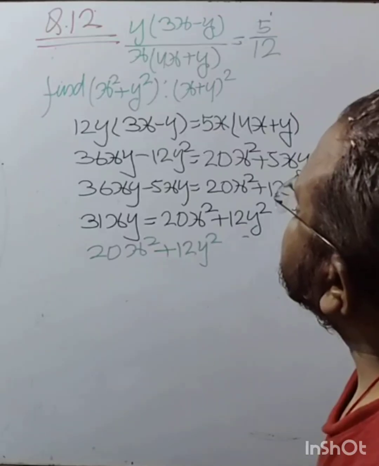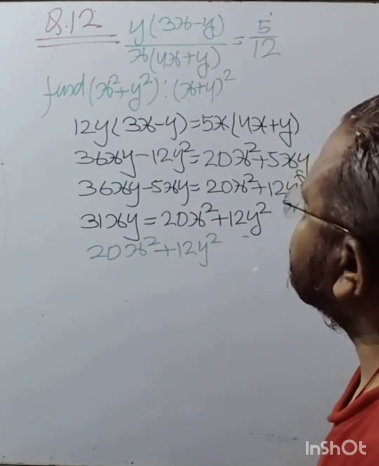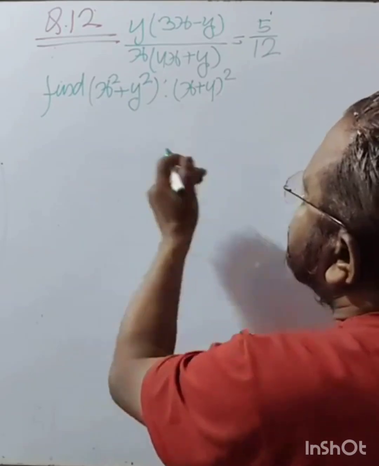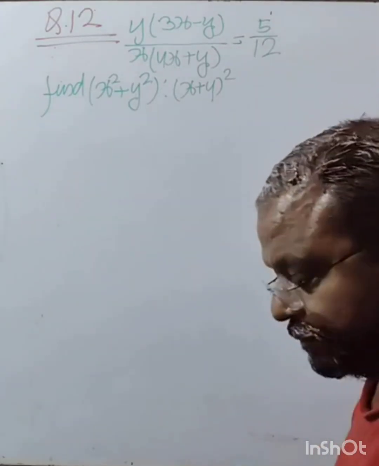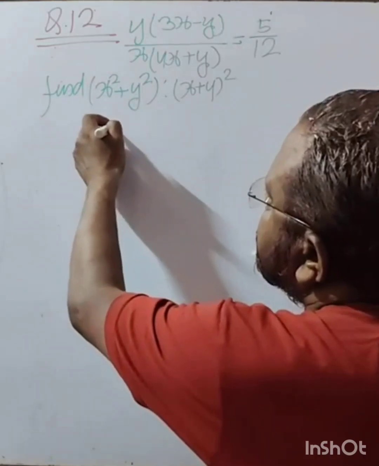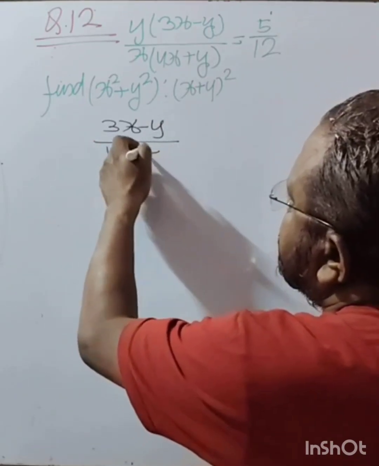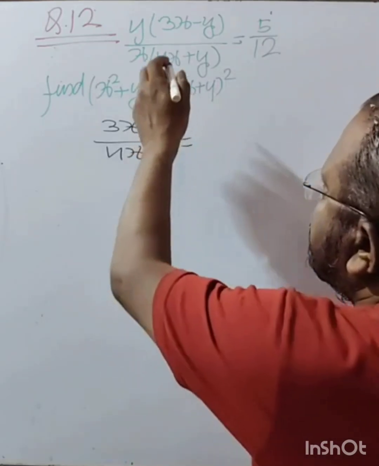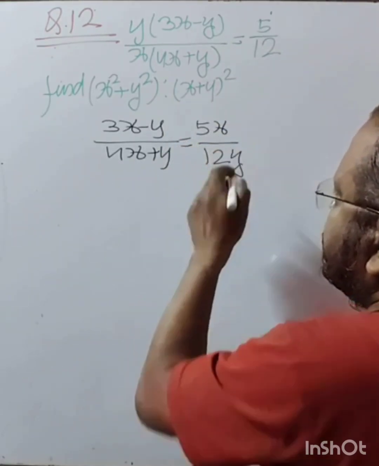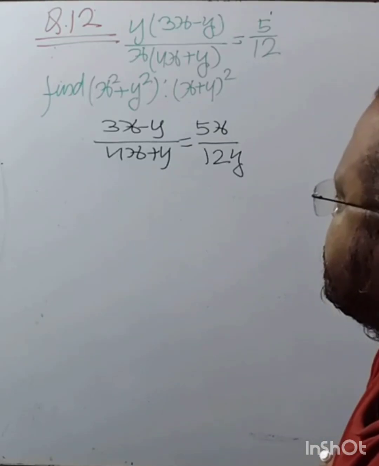You won't go like this. You go (3x minus y) upon (4x plus y) is equal to 5x plus 12y, right? 5x plus 12y.